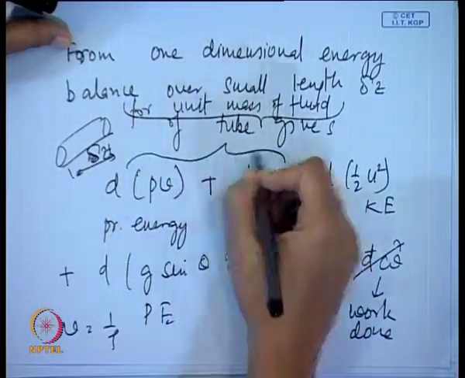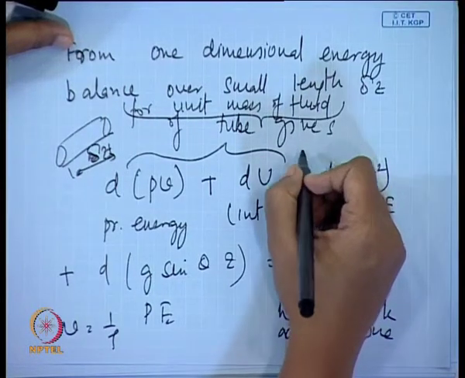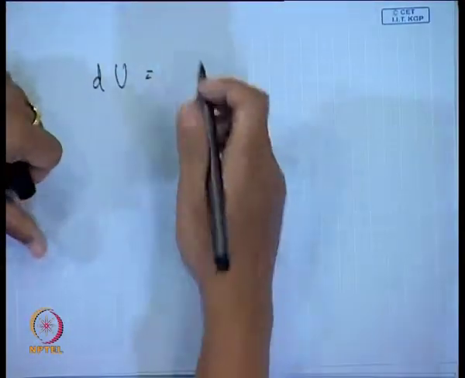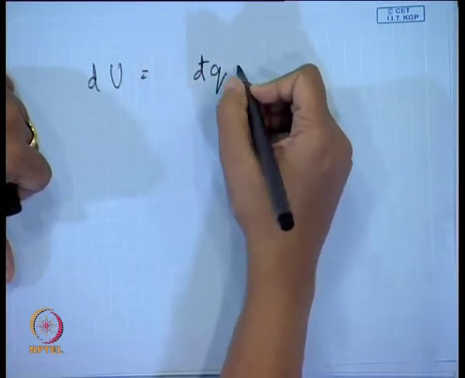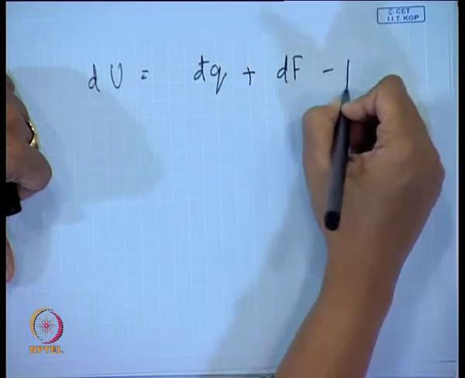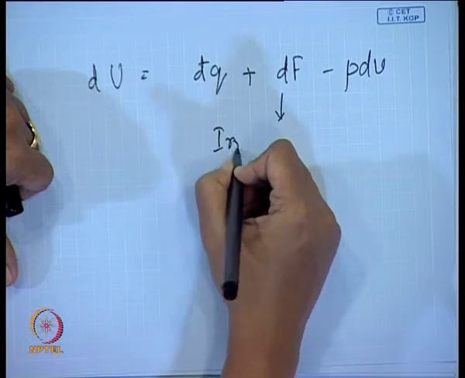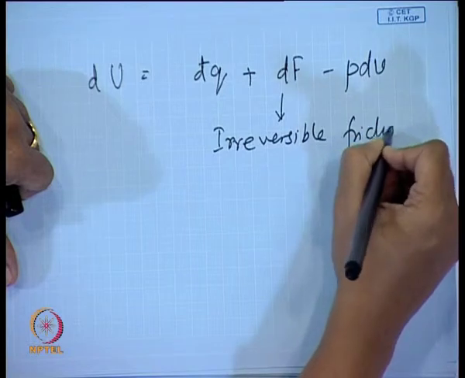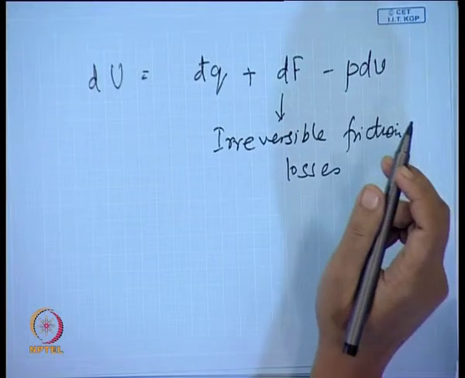We can do two things. One is we can combine these two and write it down as du plus d(pv), which is dh. The other thing is we can also express du as dq plus df minus p dv, where this df arises from irreversible friction losses. So, these three are the components of du.